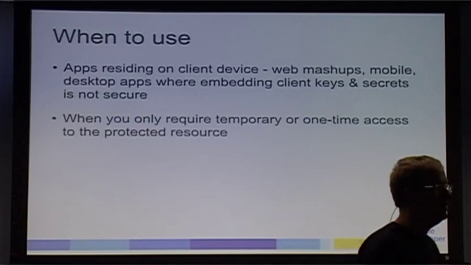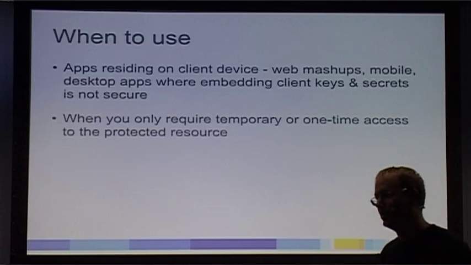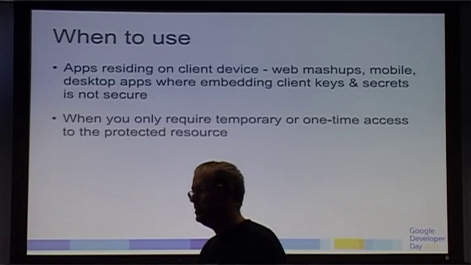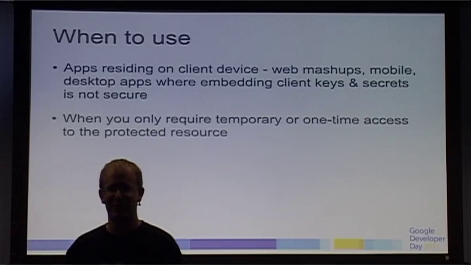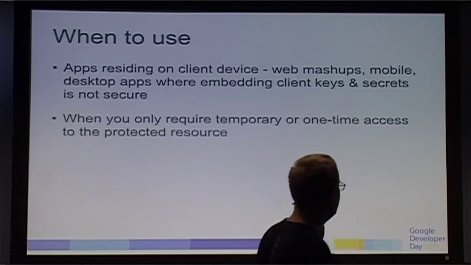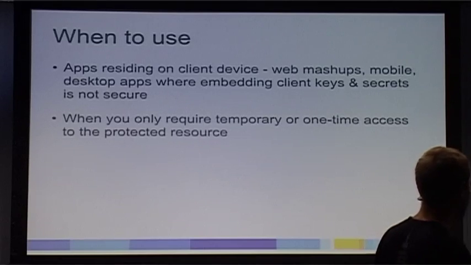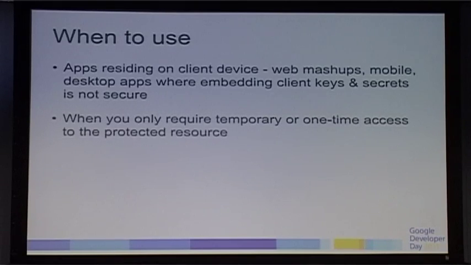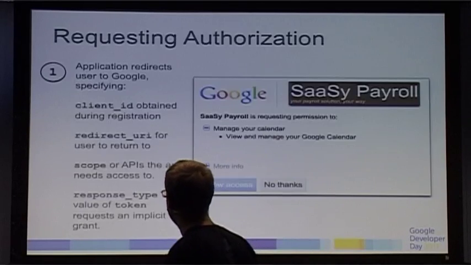It's for apps residing on a client device. So if you have a mobile phone or a desktop or a JavaScript-based application, the client secret is not really secure because you need to send it to the users in order for them to run your application. So in this case, you can use the implicit flow, which doesn't require using this client secret. It's also only for temporary access to users' data. So you get this one-time temporary access. The user has to stay logged into their Google account in order for you to get continued access.